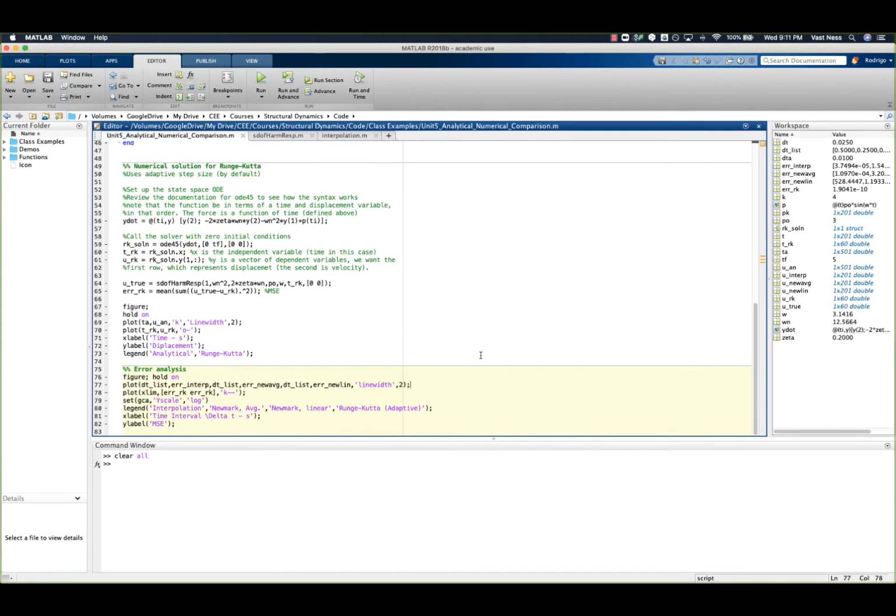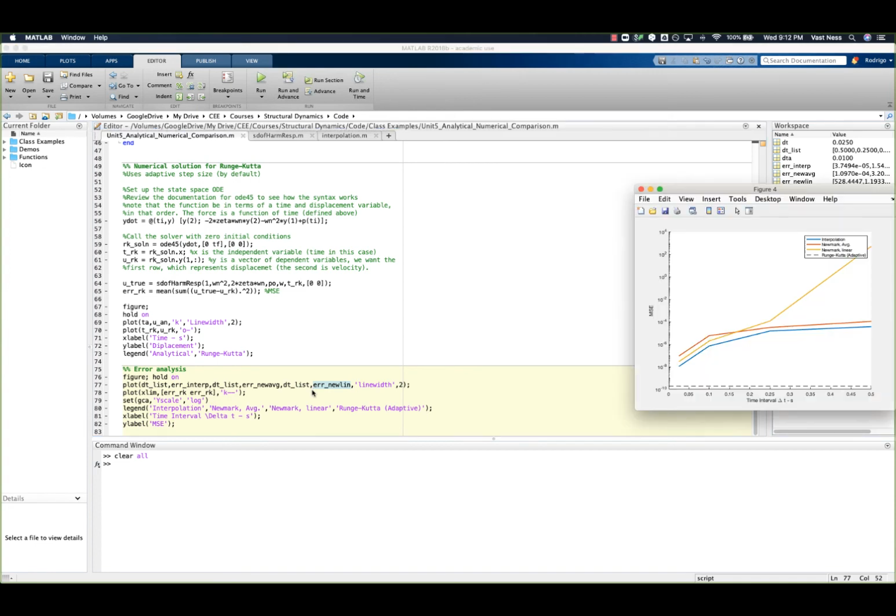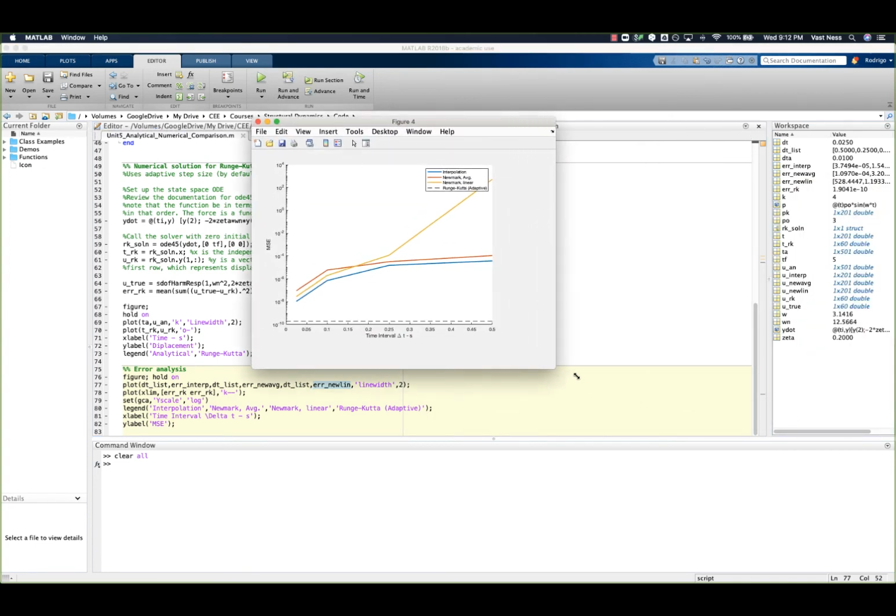You'll notice that we've been calculating the mean squared error for each of these methods. So let's look at what that looks like with respect to our time interval delta t. This is the plot we have here.